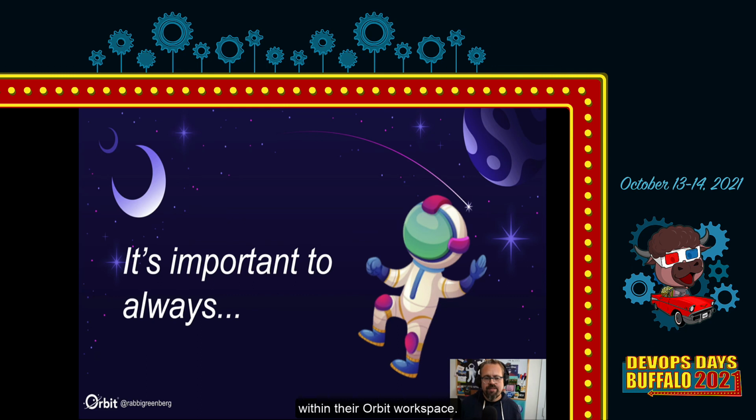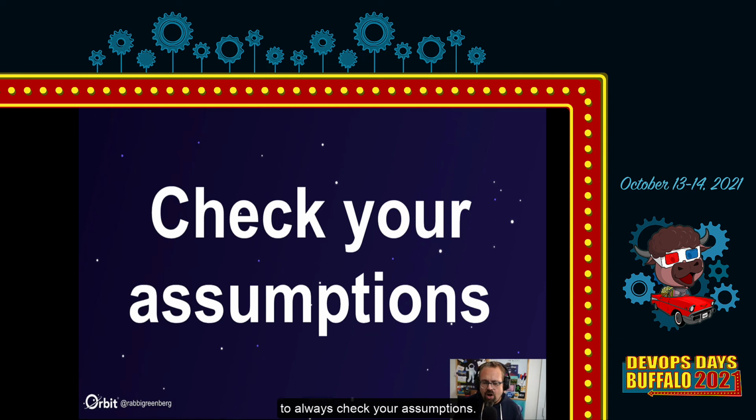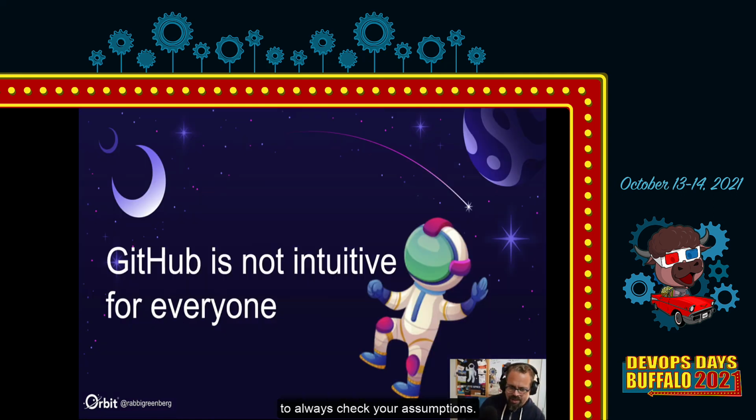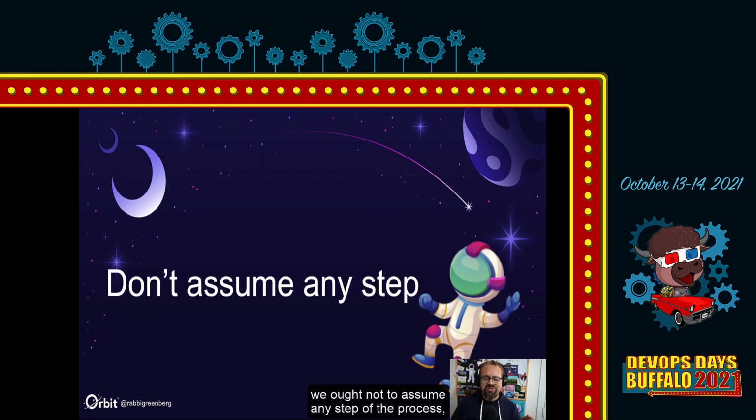It's important to always remember the following: to always check your assumptions. And this may come as a surprise for some of us. GitHub is not intuitive for everyone. And sometimes we assume the things we use the most are intuitive. They're intuitive for us because we use them the most. But that doesn't mean they're intuitive for everyone else. And if that's the case, we ought not to assume any step of the process. No matter how basic that step is, basic to us, we ought not to assume it's basic to anyone else.